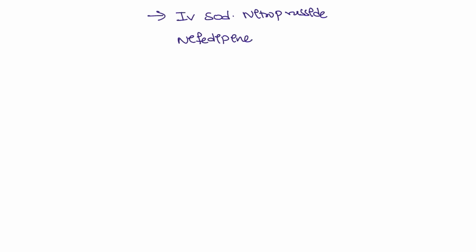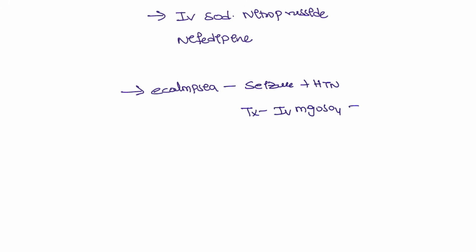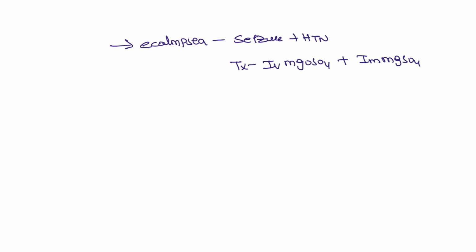Next, there is eclampsia. Eclampsia is a condition associated with seizures plus hypertension, right? For this patient, the treatment is IV MgSO4 plus IM MgSO4. This is known as the Pritchard regimen that we are going to give for this patient. And the best treatment for this patient is termination of the pregnancy. Another complication is HELLP syndrome. HELLP syndrome is also treated with IV MgSO4.